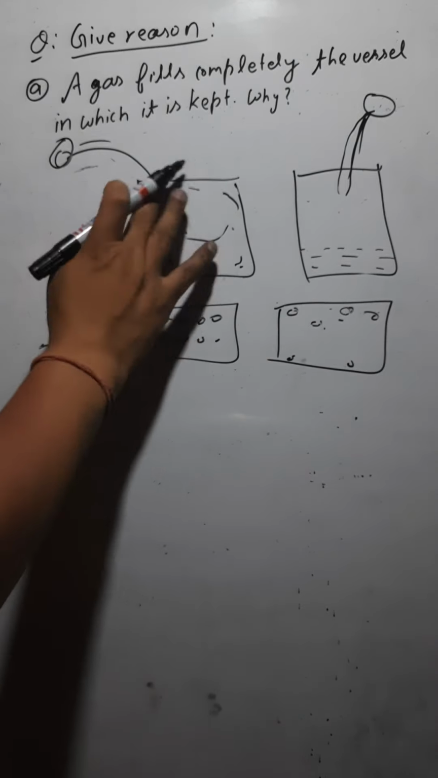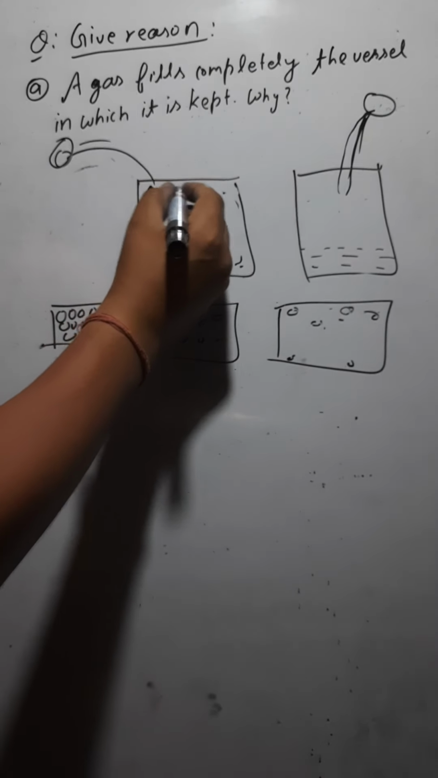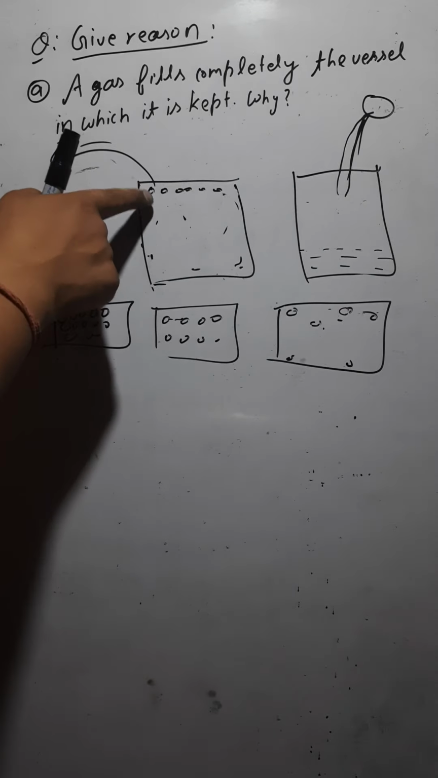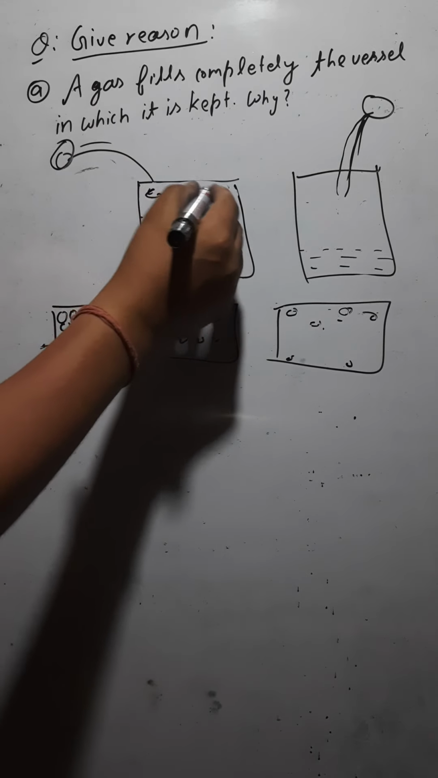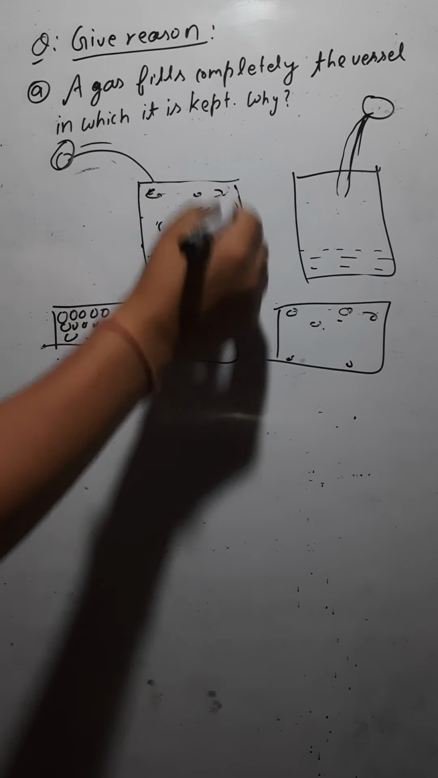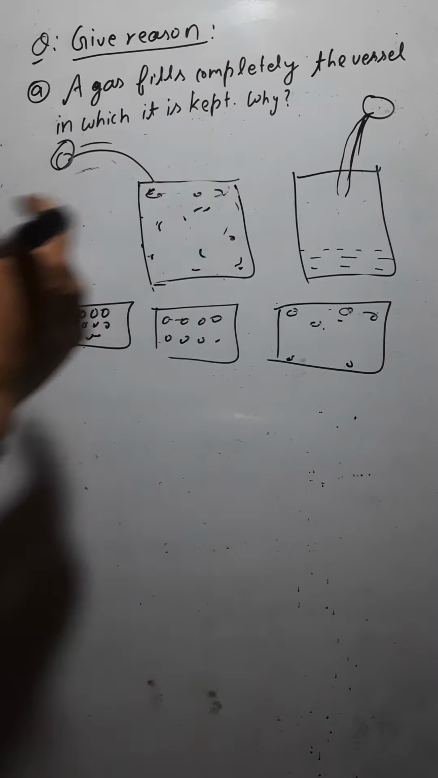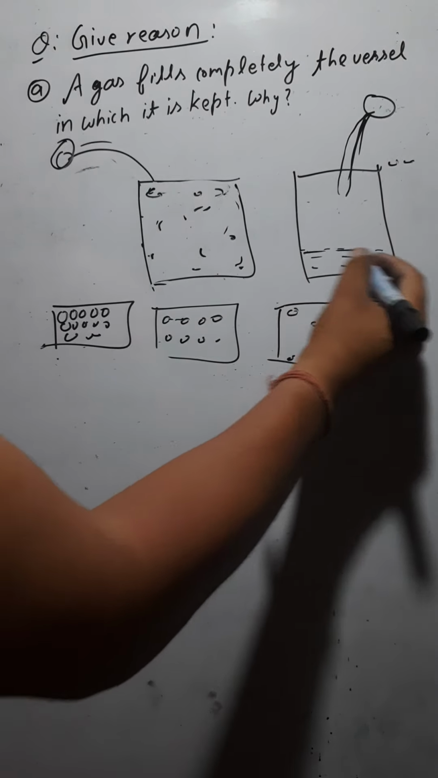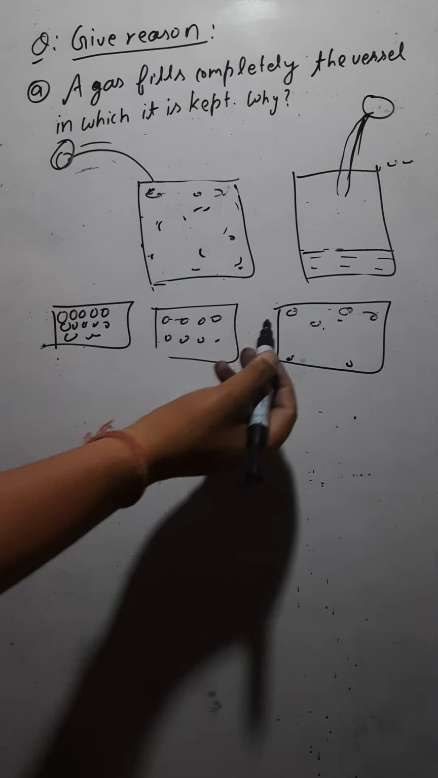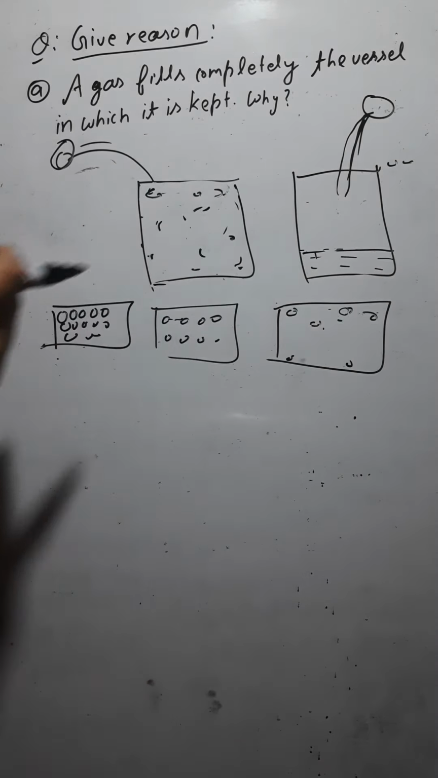So if suppose 10 particles of gas are here, these 10 particles would not have attraction between them. That is why they are going to go here and there and fill the complete vessel. Are you getting this? But this is not the case for liquid. If you have a fixed number of particles of liquid, they fill a fixed space because they have the force of attraction, and the particles cannot go everywhere.